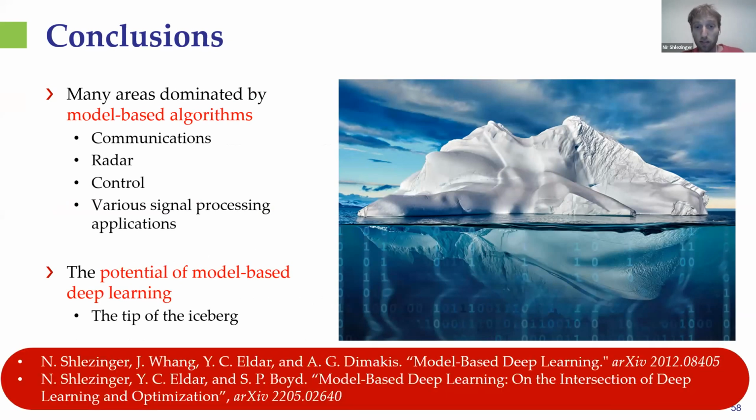I do recommend, for those of you who are interested, we do have 2 survey articles. Both are available on arXiv. The second one, which is the most recent one with Janina Eldan and Stephen Boyd, is more geared towards optimization. The first one, model-based deep learning with Jay Wang and Alex Demakis, is more geared towards generic inference problems. I do encourage you to look into that.